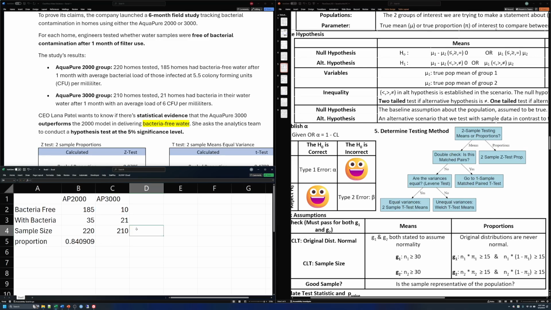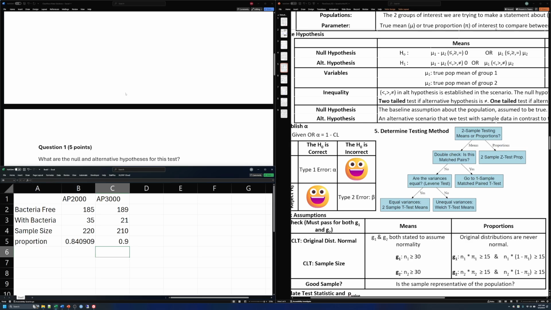And for this one, we're going to do equals bacteria-free. Oopsies, that one is incorrect. Let's come in here. We divided instead of subtracted. Here we go. Subtracted. There we go. We do equals 189 divided by 210. And we've got our two proportions. So the proportion for group 1 is like 84. The proportion for group 2 is like 90.